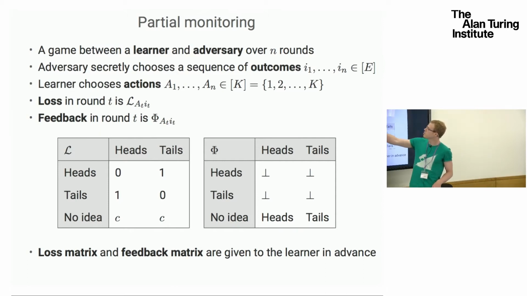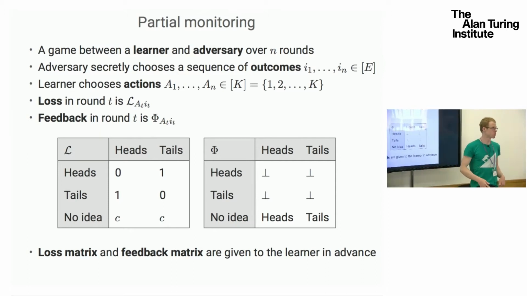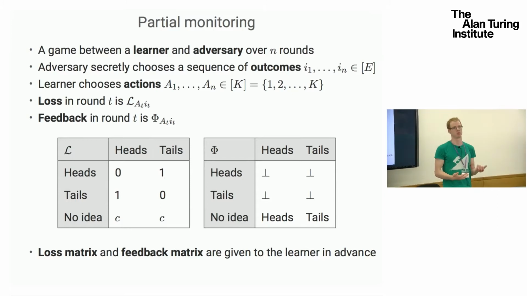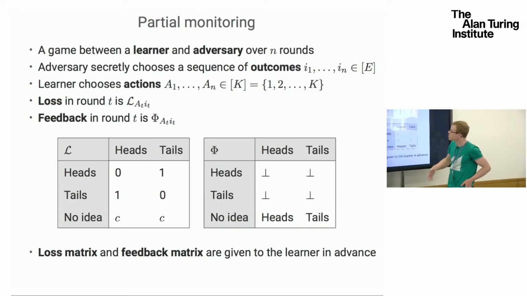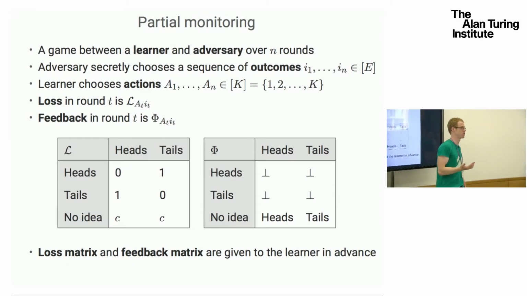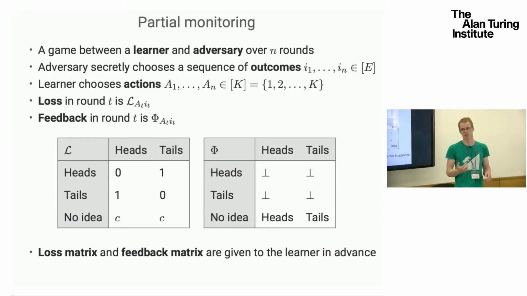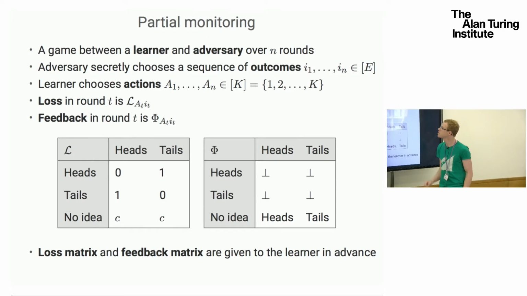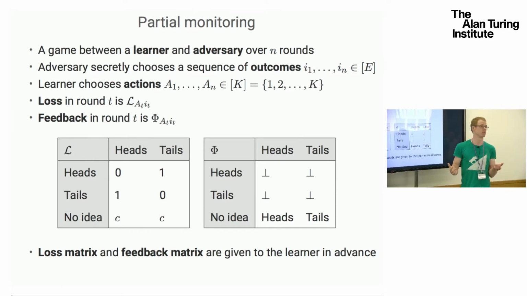And then in each round, what happens is you get to choose some action from one of k choices. So this part is like a bandit problem. You get to choose your action, maybe with randomization. And then you suffer some loss, which depends on both your action and the choice of the adversary, the outcome. Right? So the loss is given in this matrix, which you also know. You're given this matrix in advance.